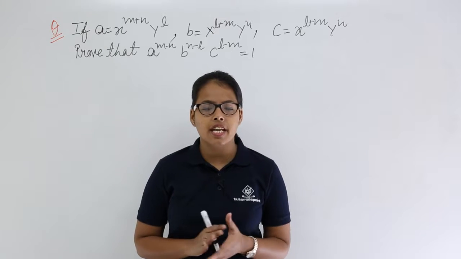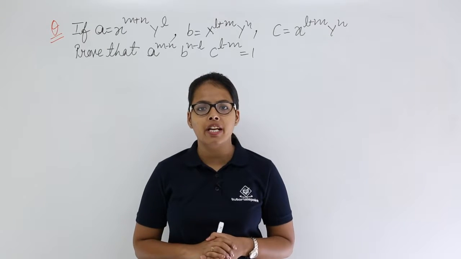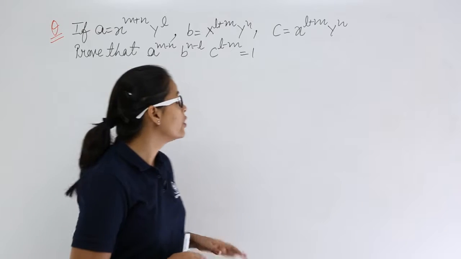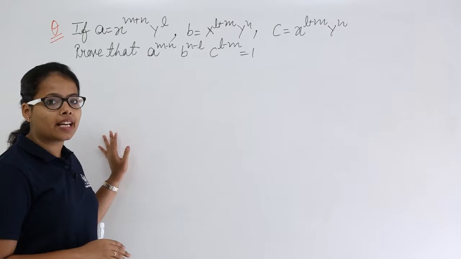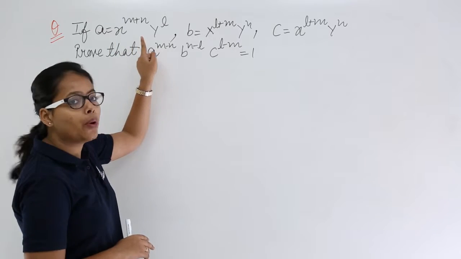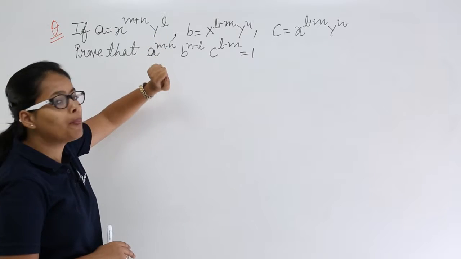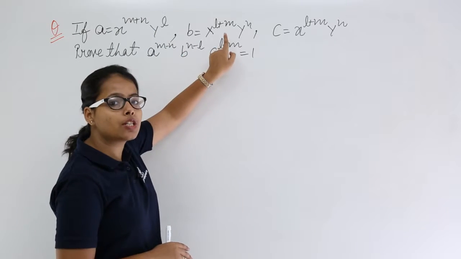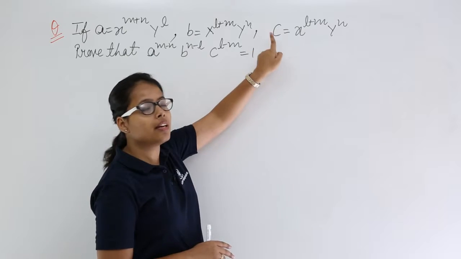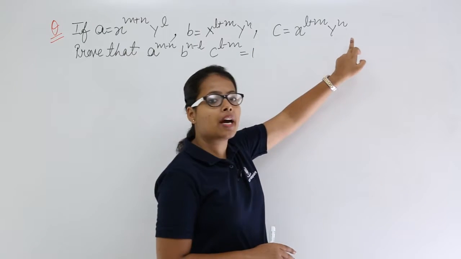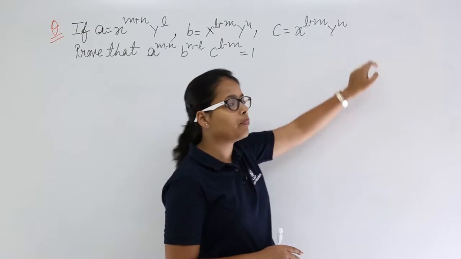Hello guys, let's take a problem based on exponents of real numbers from R.D. Sharma. In this problem, it is given that a is equal to x to the power m plus n, y to the power l; b is equal to x to the power l plus m, y to the power n; and c is equal to x to the power l plus m and y to the power n.